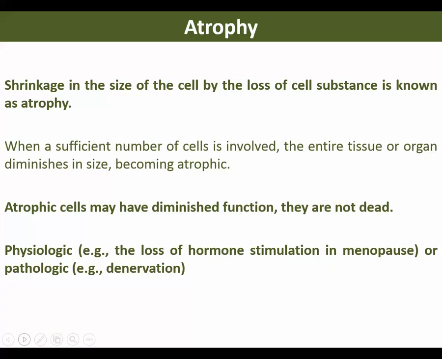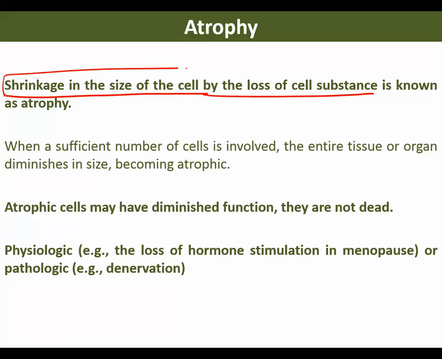So now coming to the atrophy. Atrophy means shrinkage in the size of the cell by the loss of cell substance. So the characteristic feature is decrease in the size of the cell. It is called atrophy. It may happen in physiological state as well as pathological state.